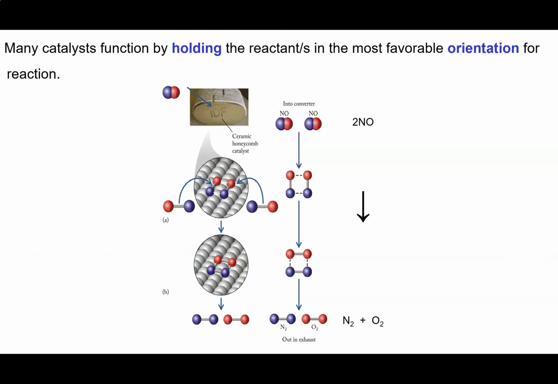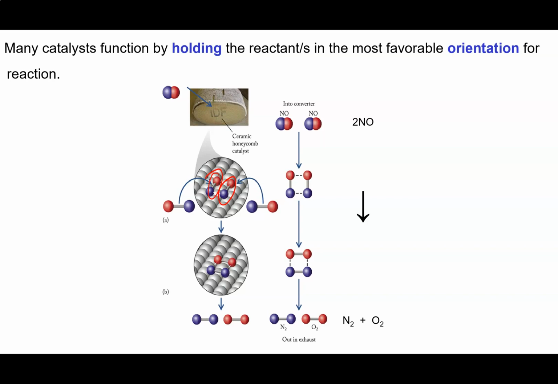So how do they function? How do they work? Well, one of the ways that is very common for a catalyst to work is that it'll hang on to one or perhaps even both of the reactants, and it'll keep them in a favorable orientation. And that just increases the likelihood of there being a successful collision. The catalyst in your car, for example, binds NO, and it makes the NO molecules line up in a way that is favorable for reaction.